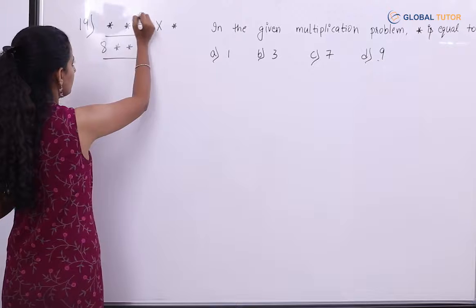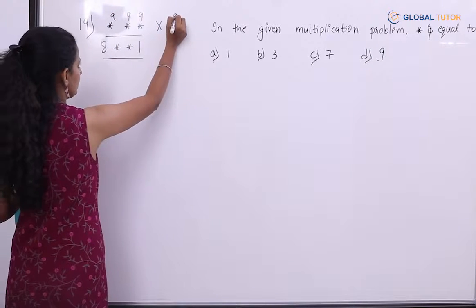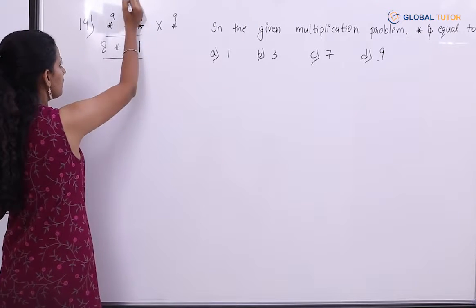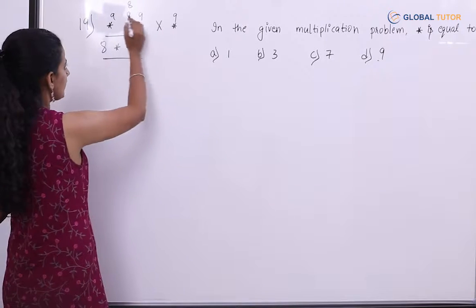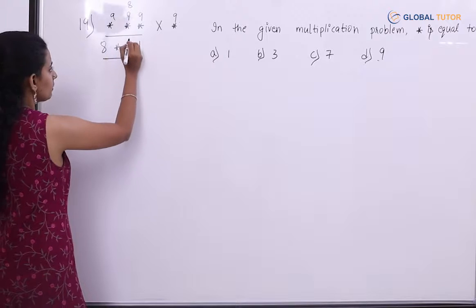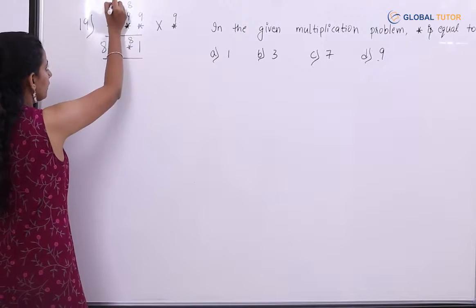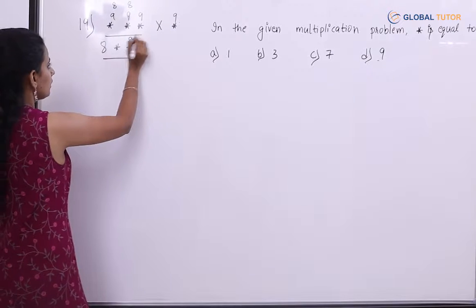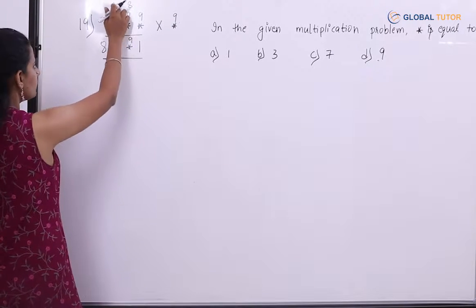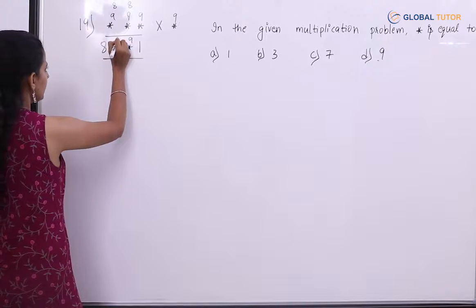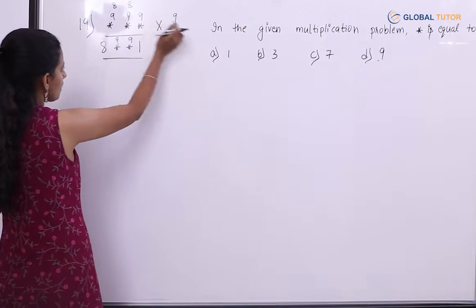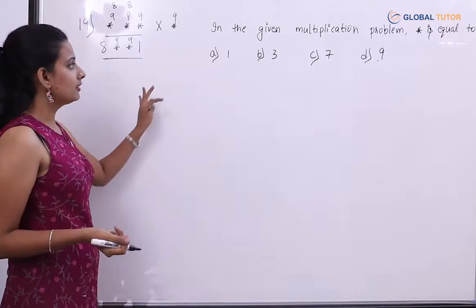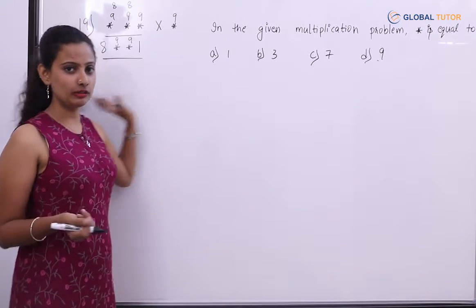9. If you replace it here, 9 nines are 81. So 1 here and then 8 here, carry forward. 9 nines are 81. 81 plus 8 will be 89. And then 9 nines are 81. 81 plus 8 will be 89. So every star will be replaced as 9. So that's the answer. It's a very easy method that we solved it.